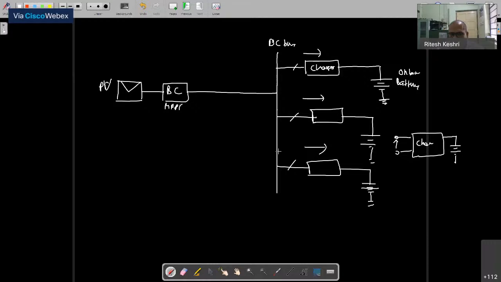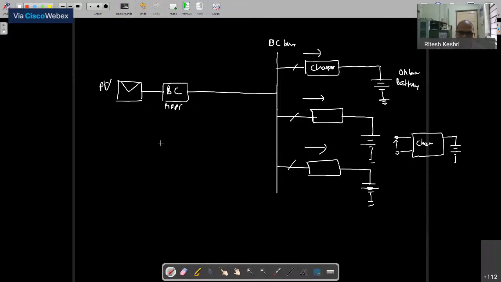But if it is regulated here, then you can use a charger which does not have that much variation in the input side. So the cost comparison you can make. So this is one case. To avoid this, we are just connecting here.